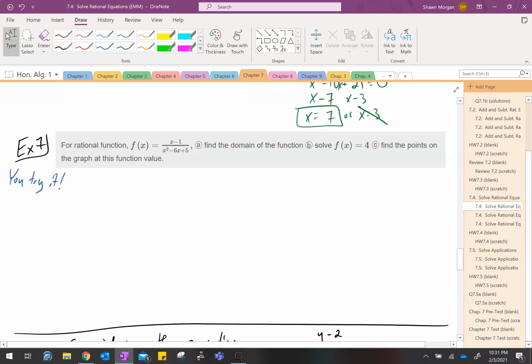Example 7, again, you get a chance to do this one, so go ahead and pause the video, and then in a couple minutes, when you're finished answering parts A, B, and C, let's rejoin and see how you do.